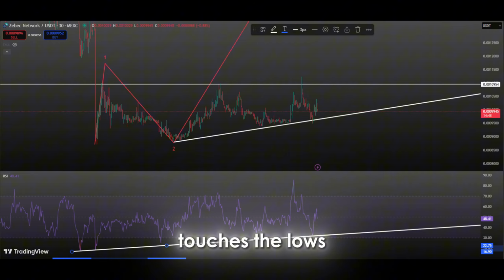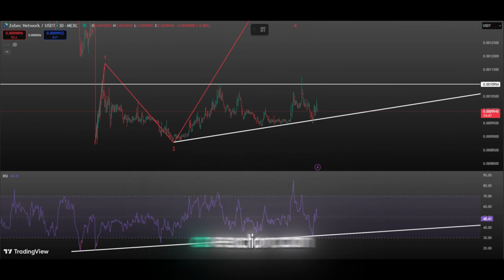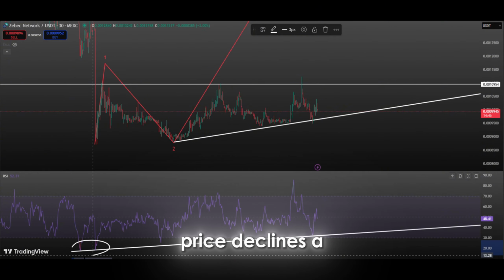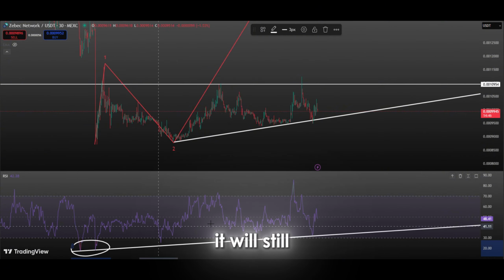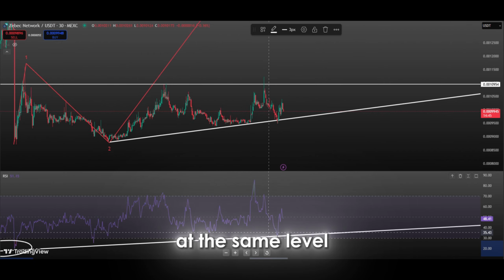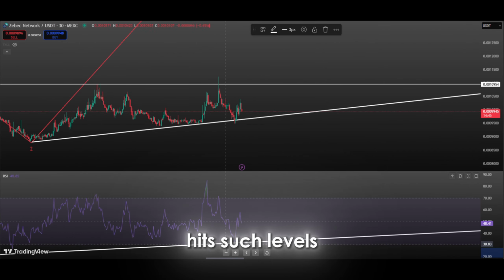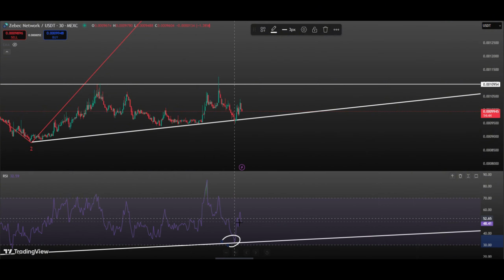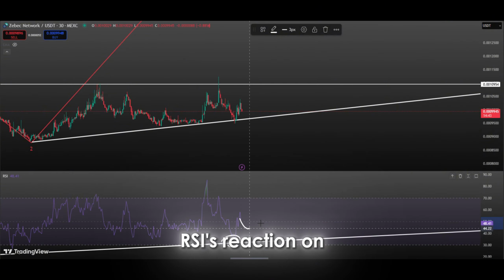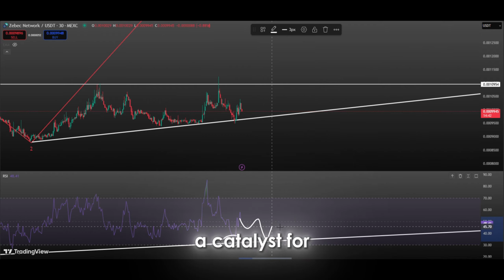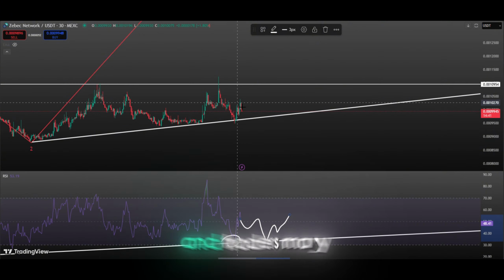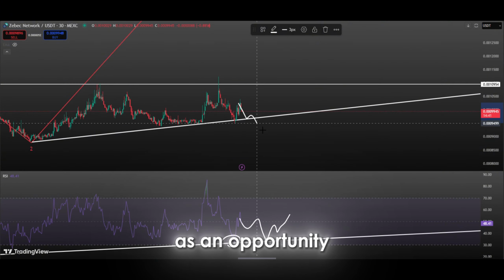If the RSI touches the lows of this uptrend again, a reaction can be expected once again. This means that even if the price declines a bit further, it will still face strong support at the same level. When the RSI hits such levels and reacts, traders may see them as a buying opportunity. That is, the RSI's reaction on every contact can act as a catalyst for the price to move higher. This draws more buyers into the market, and traders may consider these levels as an opportunity.